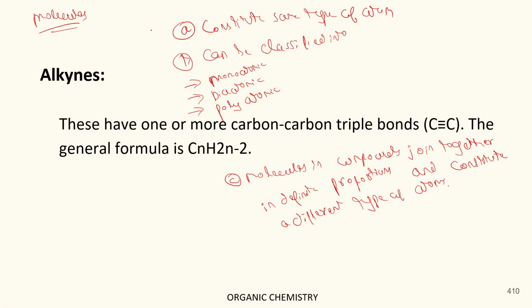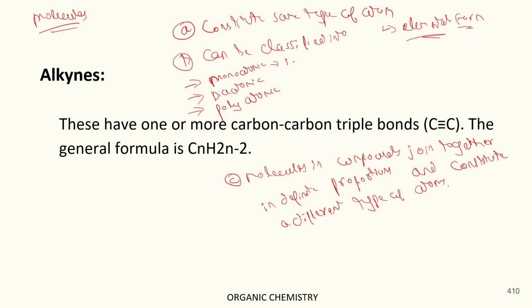Okay, so the first condition of constituting the same type of atom is only applicable to elemental form. Basically, if a molecule is formed under an element, and we know that an element constitutes only a single type of atom, then the molecules formed inside the element will only have the same type of atom. Got it? The second condition is that molecules can be classified as monatomic, diatomic, and polyatomic.